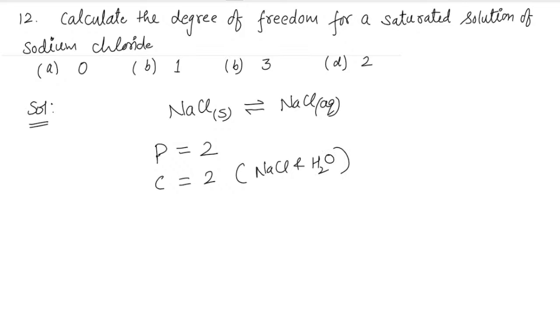If it is mentioned that it is a closed vessel, then we count H2O gas as well. Like in the previous question, it was given that there is H2O gas, NaCl solid to NaCl aqueous plus H2O gas. If it is mentioned, then you will write phase 3, but here phases are 2. So degree of freedom is C minus P plus 2. So now degree of freedom comes out to be 2.